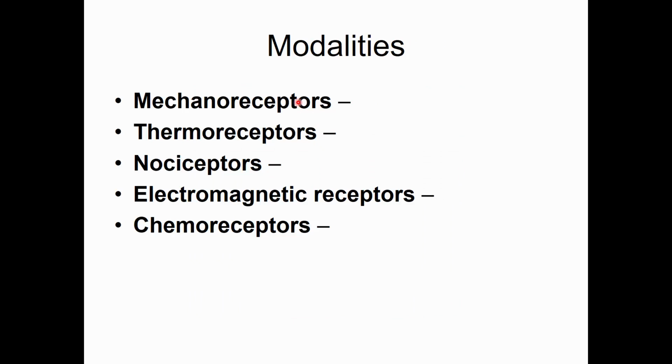So modality are the different kinds of sensations. So a mechanoreceptor can sense pressure and vibration and touch and that sort of thing. Thermoreceptor is going to sense hot or cold. A nociceptor is for pain. We have electromagnetic receptors such as those in the eyes, the special senses. We have all kinds of chemoreceptors in the visceral organs. There are basically 4 somatic modalities. We have touch, we have temperature, we have pain, and we have proprioception.